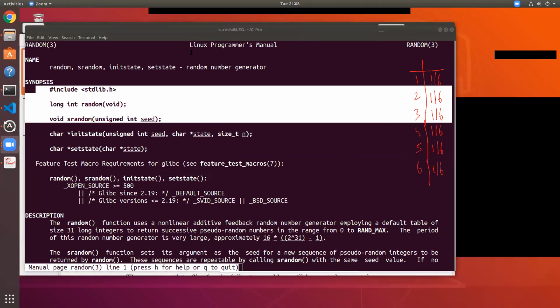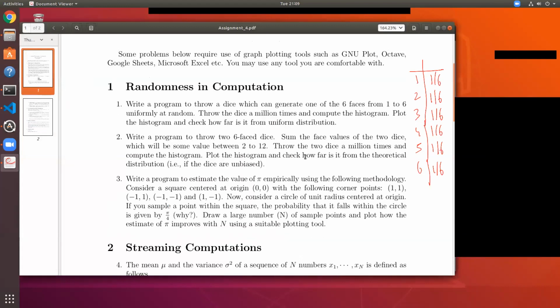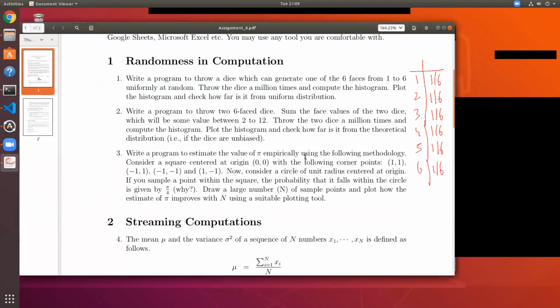Okay. Now, how to plot the result? Find out, Aman. Those are all the things that you need to check now. Similarly, write a program to throw 2 six-faced dice. Same as problem 1 and problem 2. You should be able to do it within half an hour, if you leave the plotting aside.